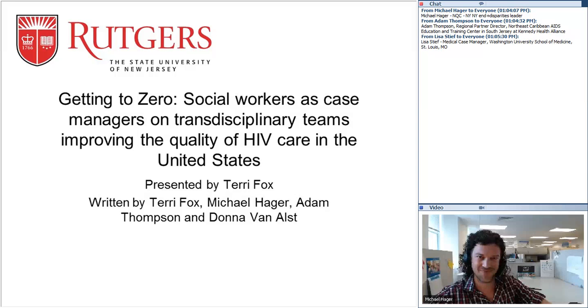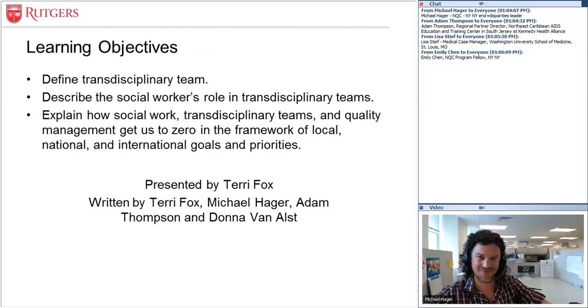Social work itself has a long history of joining with people and partnering and thinking about things in a different way and breaking down barriers and working with marginalized populations. And then finally, to be successful in getting to zero, you have to have quality management. It's a required element in order to monitor patient outcomes and systems-level outcomes. It's hard to talk about progress without that.